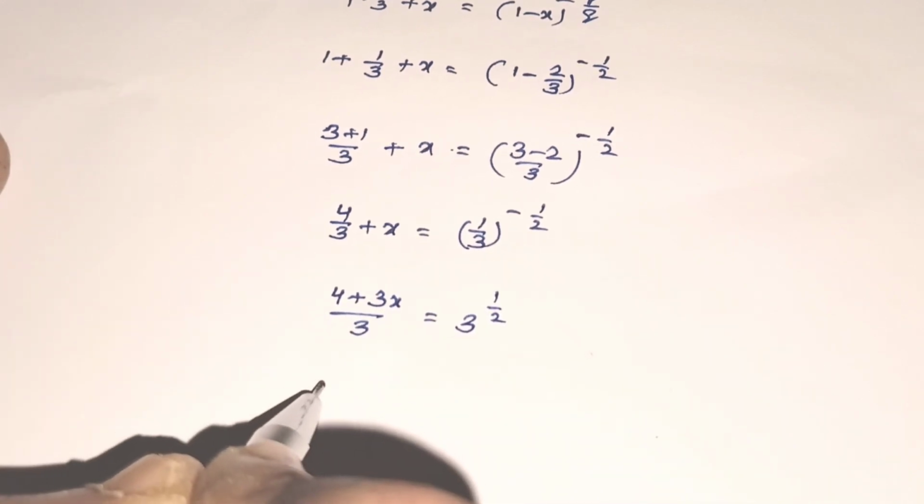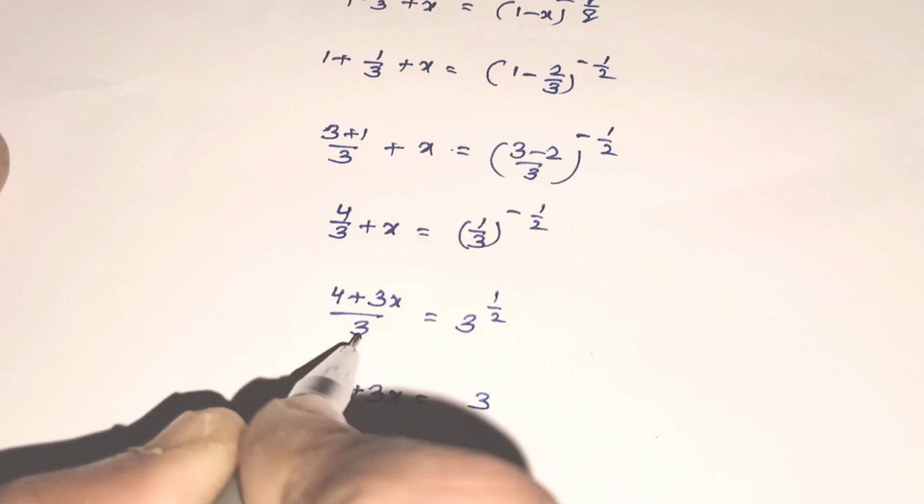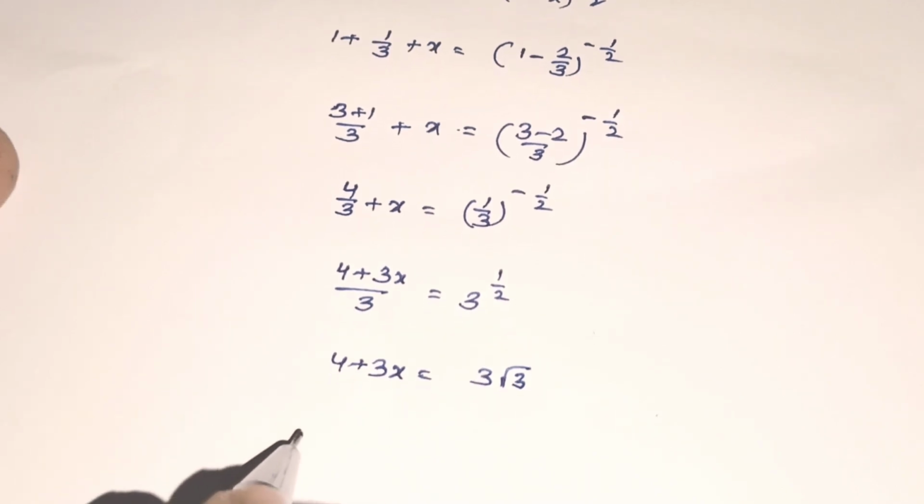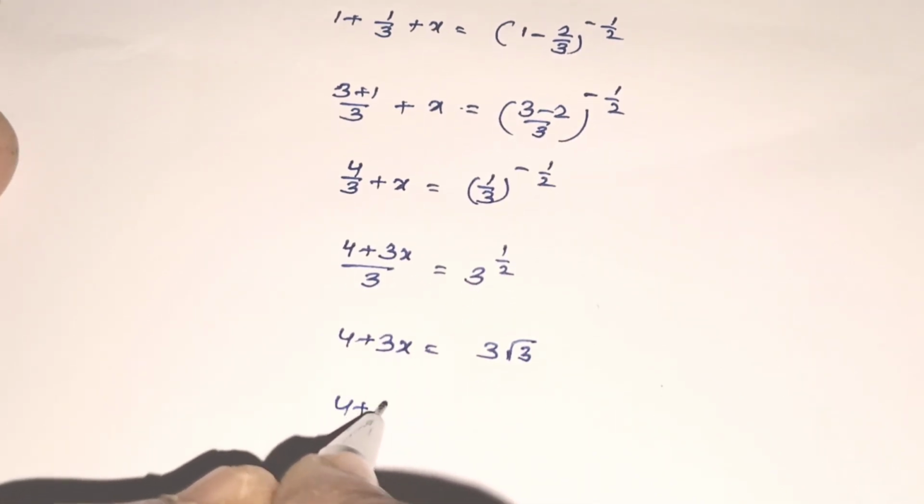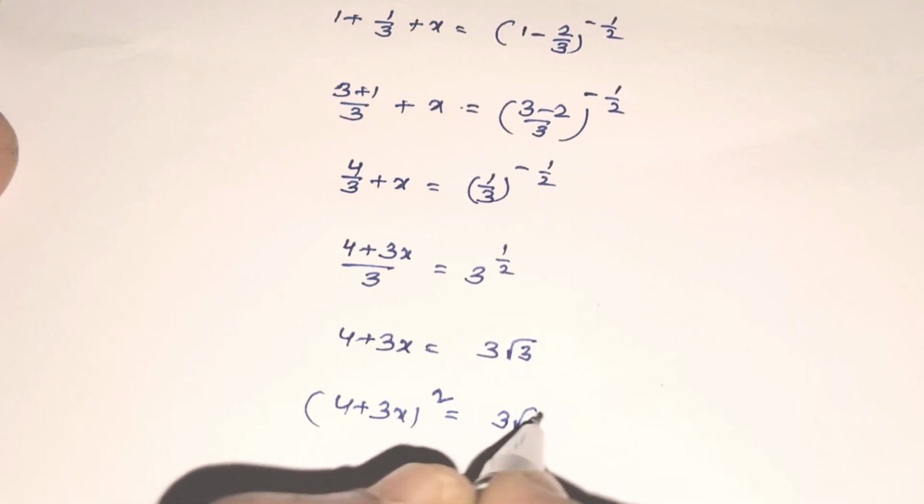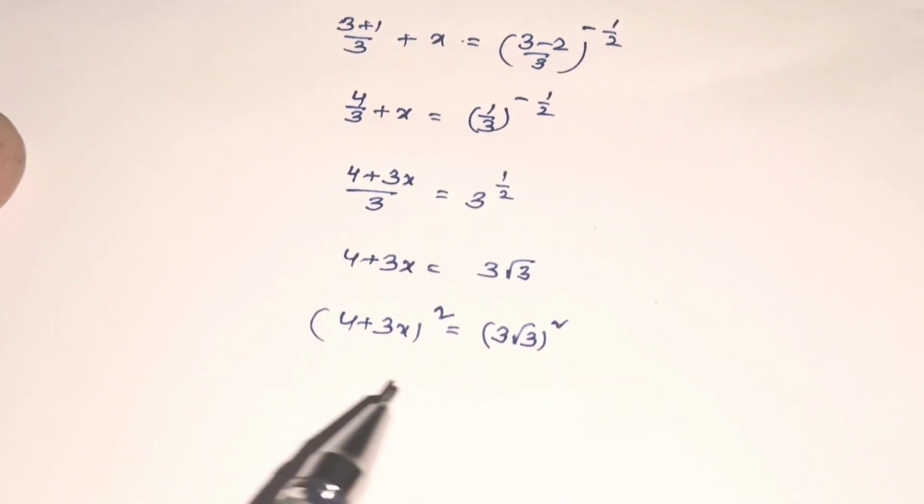Now squaring on both sides. Before that, taking the cross product, 4 plus 3x is equal to, writing this 3 to this side, 3 into 3 power 1 by 2 is nothing but root 3. Okay, now squaring on both sides, then you get that 4 plus 3x whole square is equal to 3 root 3 whole square. Okay, what's the given question? You want the value of the 9x square plus 24x. For that reason, I am doing the squaring on both sides.